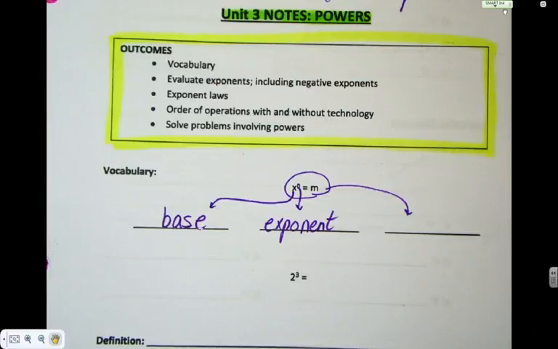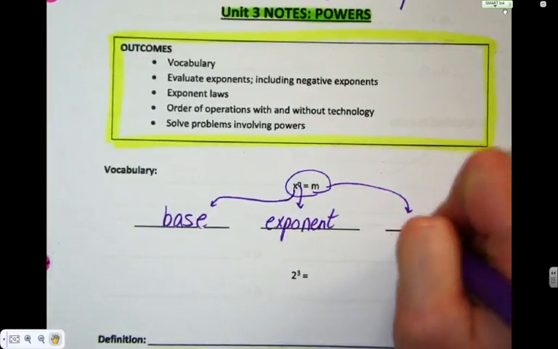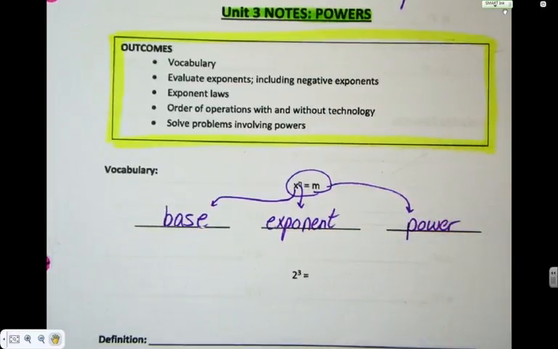What do we call the base and the exponent and what it's equal to? All of that together is called a power. And this unit is all about power. So that's what we're going to be focusing on, simplifying expressions with exponents.